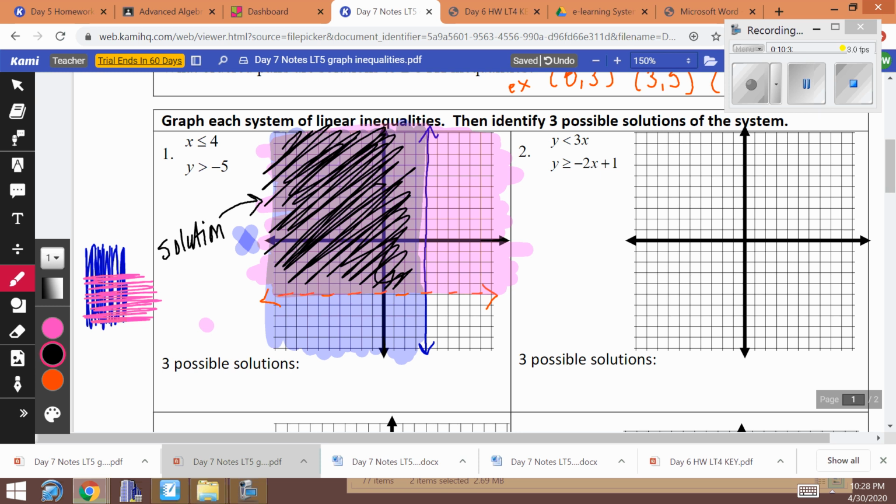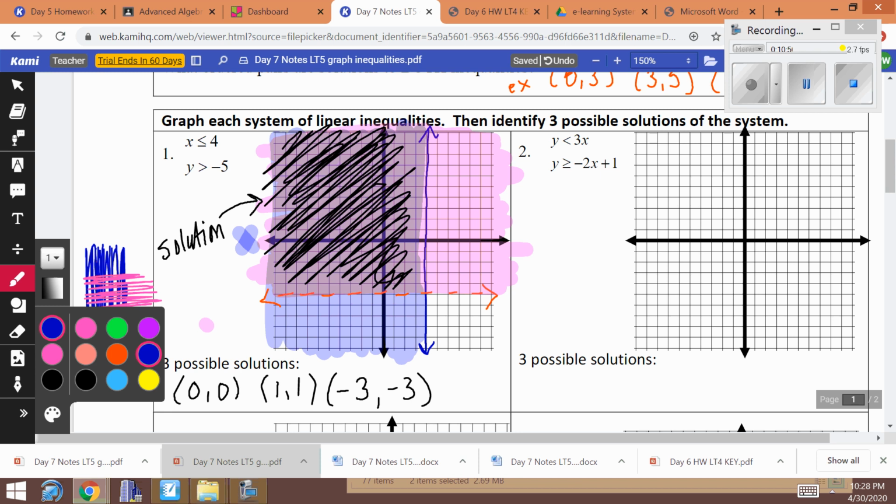Okay, so we can pick three possible solutions. This is to just make sure we know what we're doing here. So 0, 0 is a solution. I could pick 1, 1, and I could pick -3, -3. I'm just picking some random ones there. Let's try another one here.